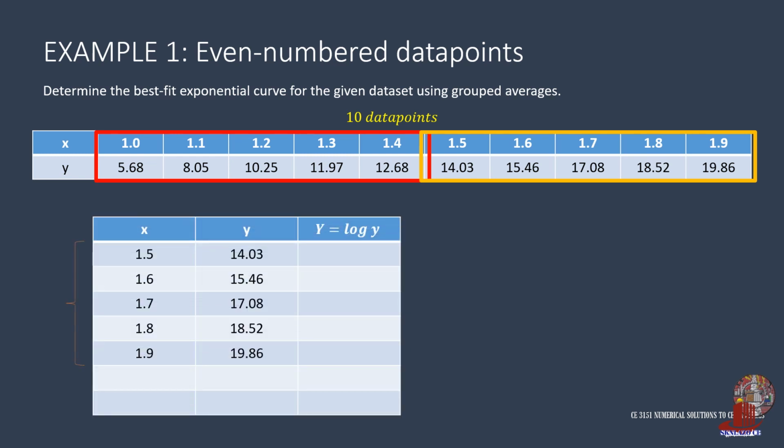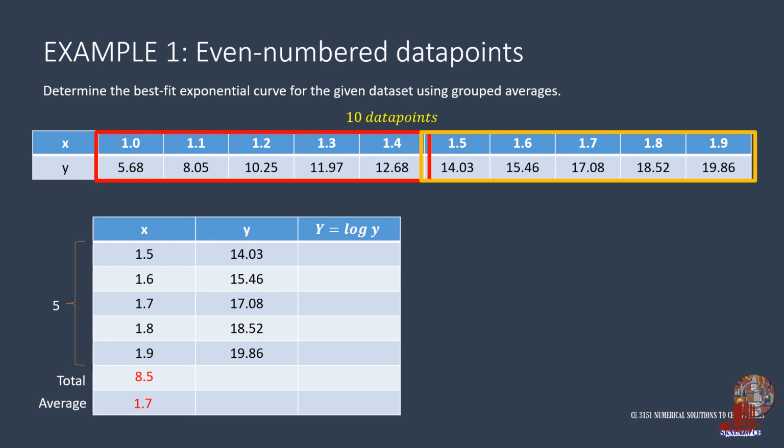The second group contains the other 5 data points from x of 1.5 to x of 1.9. The summation of all x values is 8.5, and the average is 1.7. Capital Y is also computed individually.